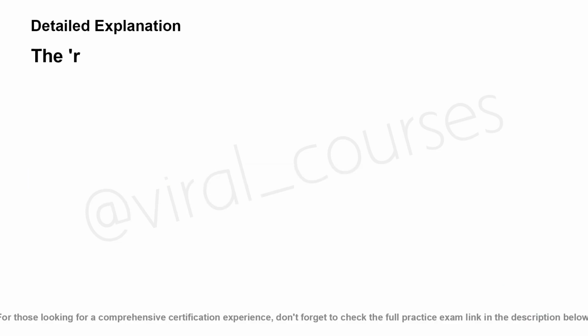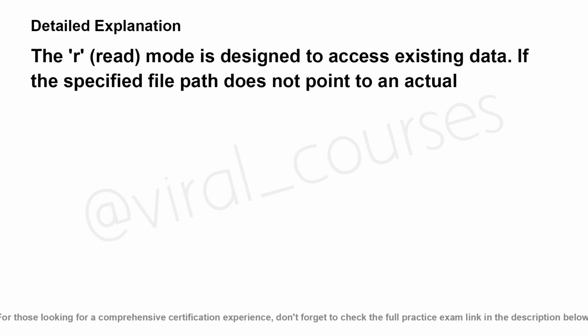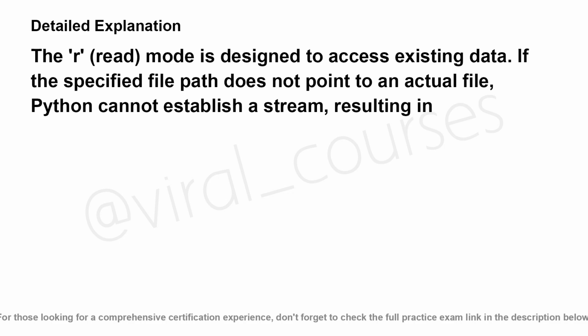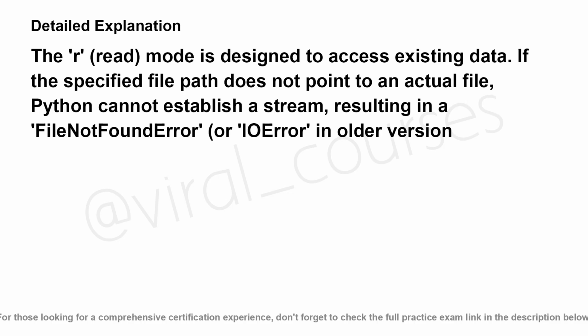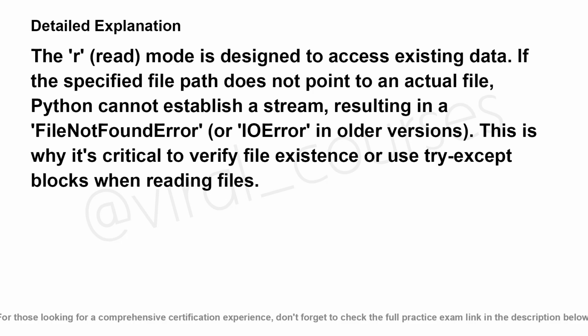The R read mode is designed to access existing data. If the specified file path does not point to an actual file, Python cannot establish a stream, resulting in a file not found error, or IO error in older versions. This is why it's critical to verify file existence or use try-except blocks when reading files.